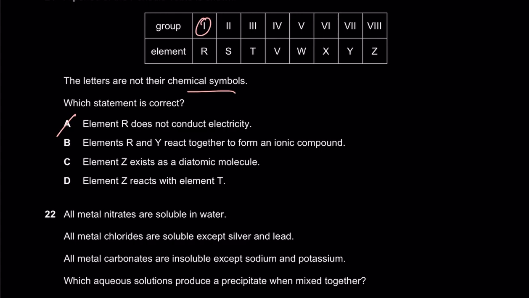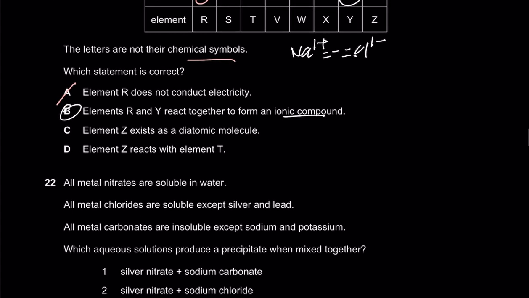R and Y react together to make an ionic compound. Y is group 7, R is group 1. Like sodium chloride: sodium is in group 1, chlorine is in group 7. So there is a transfer of electrons from metal to non-metal, forming oppositely charged ions held together by strong electrostatic forces of attraction, which is called an ionic compound.